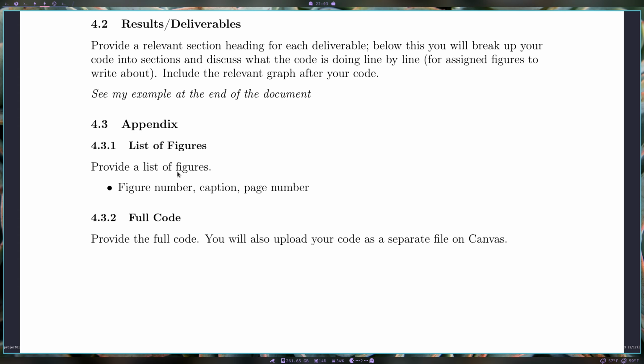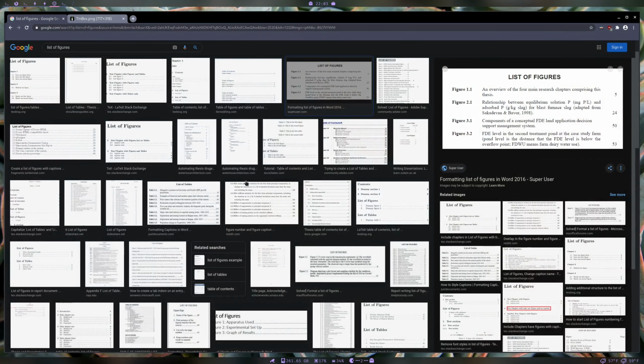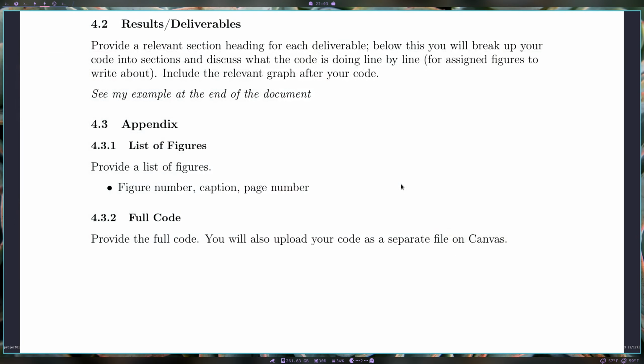Okay, so for the list of figures, what you need is a figure number, a caption, and a page number. It doesn't have to be in this order, so if you look up list of figures on Google, you'll see people have it structured in a different way. So again, I don't care how you have it structured here, I just want to see a list of figures. If we take this one for example, they have their figure number on the left, then they have a caption, and then they have the corresponding page number for that figure in your document.